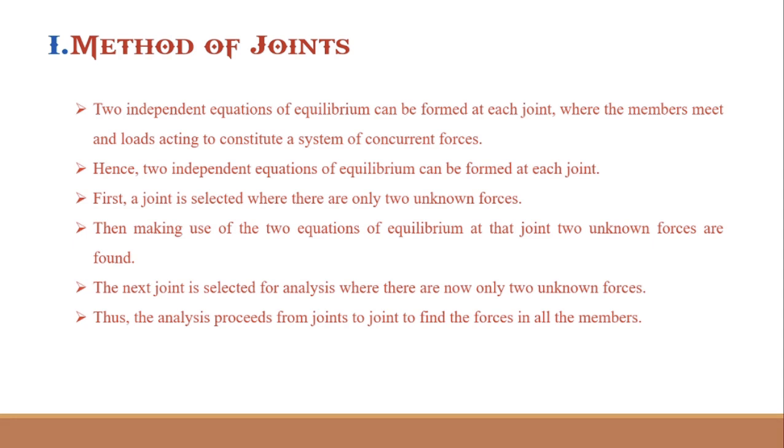I will tell you about this when we deal with the problem. And the next joint is selected for analysis where there are now only two unknowns. So if a joint is taken we will get answers for two unknowns. Next another joint will be taken, where two unknowns are now known, and two other unknowns are not known, and using the equations of equilibrium they will also be known. Thus analysis proceeds from joint to joint to find the forces in all the members.